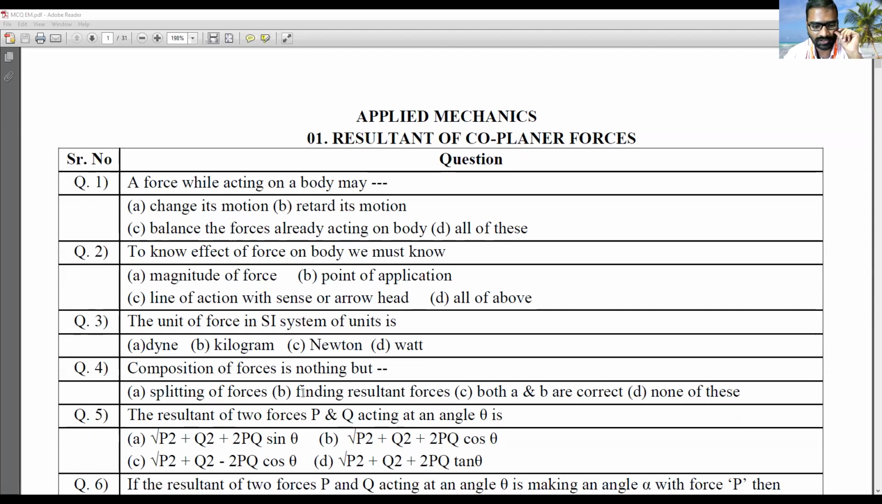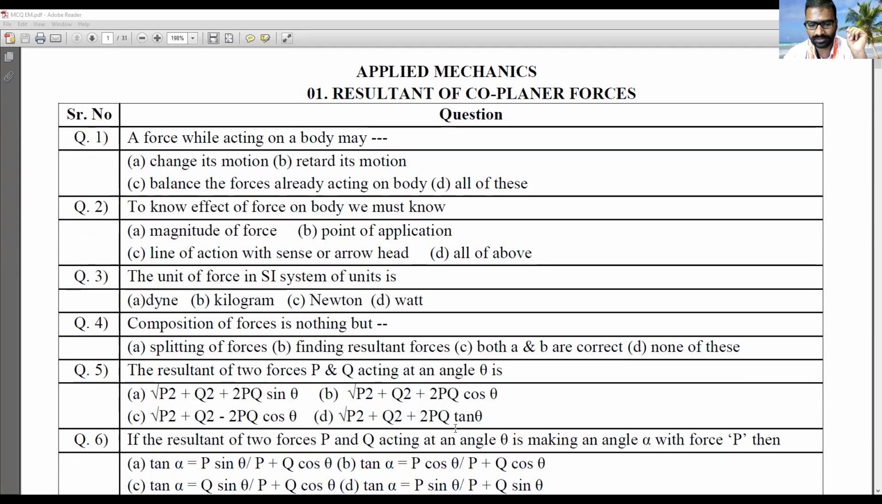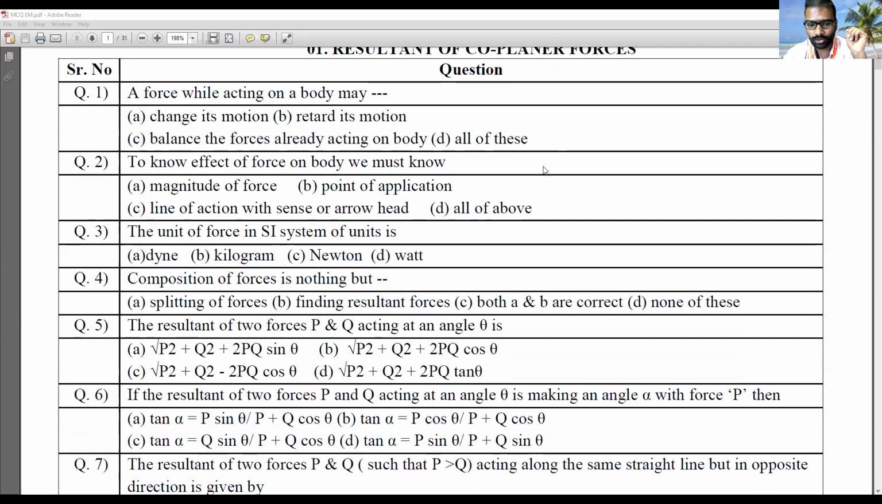Look at the options and tell me. Option B, sir. Option B is correct: P square plus Q square plus 2PQ cos theta. Okay, this is correct. Option A, why is it wrong? Because there is a sine term. Option C, why is it wrong? Because there is a negative, minus sign. Option D, why is it wrong? Because there is tan theta. So you should know why an option is right and why it is wrong.